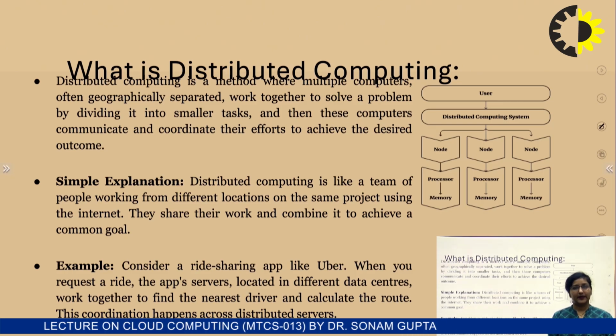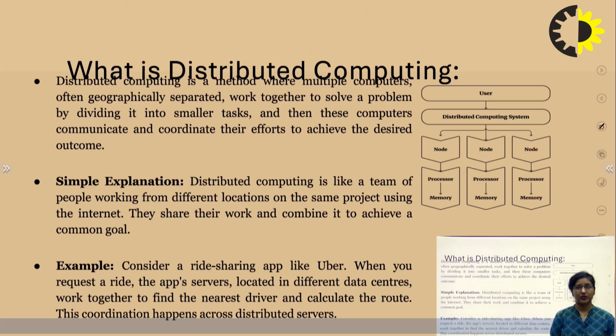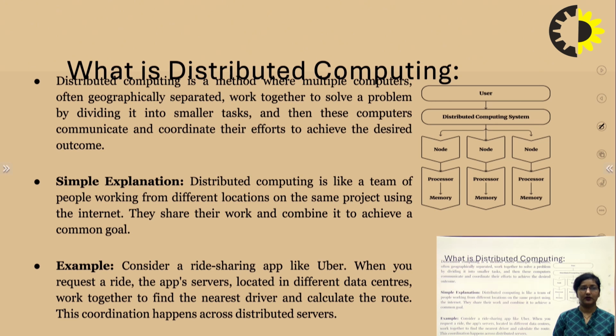Now we can take a distributed system as a team of people who are working in different locations, but the project is the same and they are working, no doubt, through the internet only. Then they share their work to achieve a common goal. Now let's take an example, a ride sharing app like Uber.